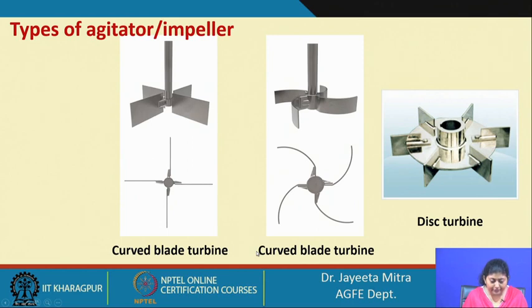Here the types of agitator or impeller given are the curved blade turbine. This also can be of many types. This is the curved blade, which can be flat as well as a little curved section, and this is the disc turbine where a flat disc is there and the blades are attached to it, whereas in the curved blade turbine there is no disc portion, only the curved blades are attached to the shaft. So, these are the various kinds of agitators or impellers.